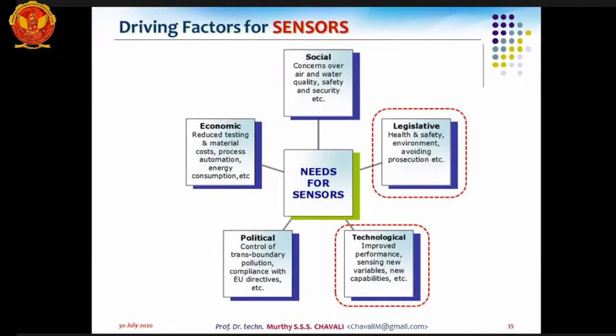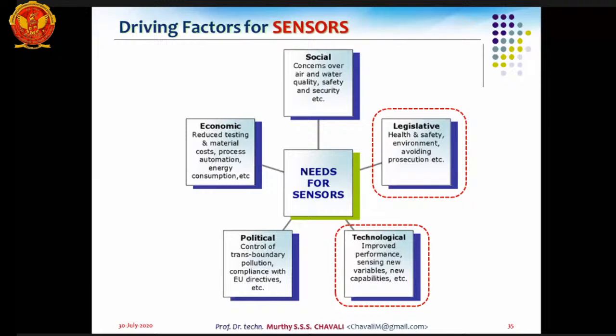And since we talk about different sensors, why do we need these sensors particularly? There are many driving factors for these sensors: social, legislative, technological, political, and economic. For example, if you take legislative, health and safety, environment, and avoiding prosecution are the legal driving factors for developing sensors. It can be monitored everywhere.